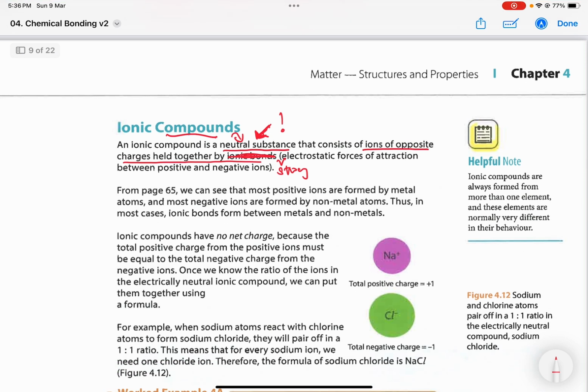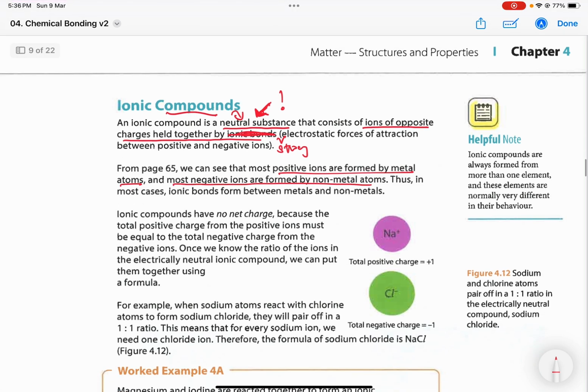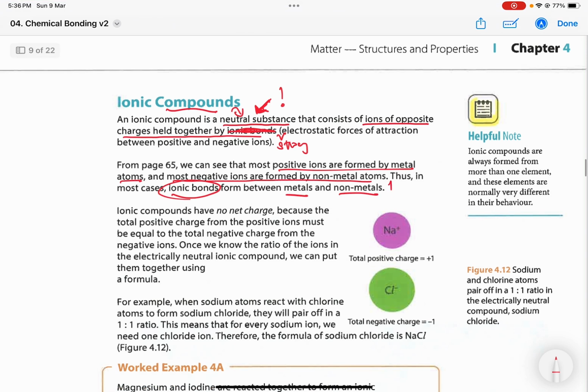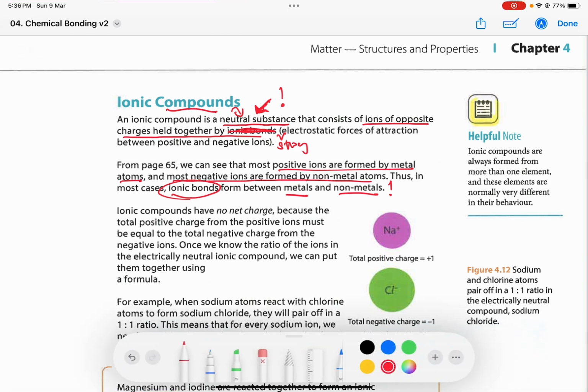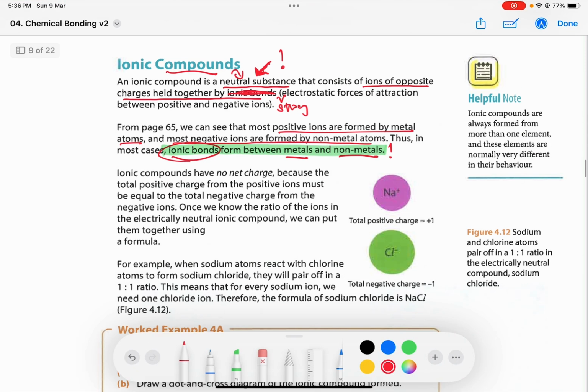So we can see on page 65, most positive ions are formed by metal atoms and negative ions are formed by non-metal atoms. Okay? So in this case here, ionic bonds are usually formed between metals and non-metals. So I want you to put exclamation mark here. Just take note of this following phrasing, that ionic bonds are usually formed between metals and non-metals.